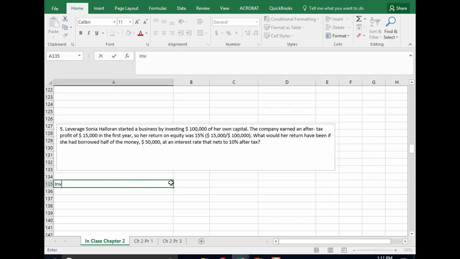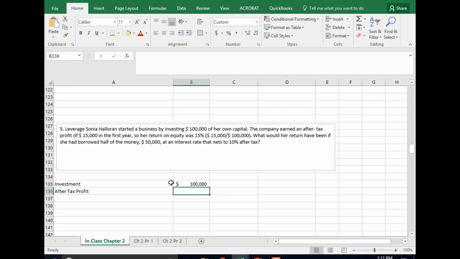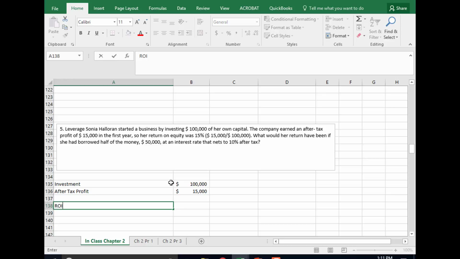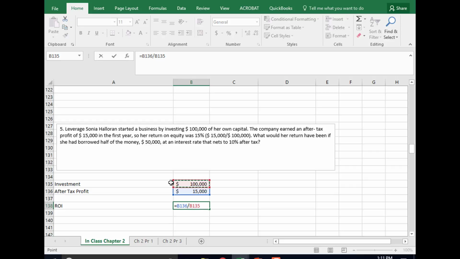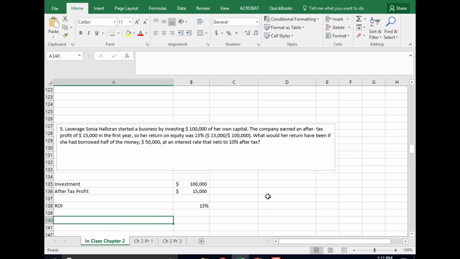Okay, so here's the given information. The first scenario here is if we invested $100,000 of her own money. It says that the company is going to earn an after-tax profit of $15,000. Now, what is our return on investment? Our return on investment, if we had a $15,000 after-tax profit on a $100,000 investment, would be 15%. Okay, so we have a 15% return on equity if we invest that $100,000.